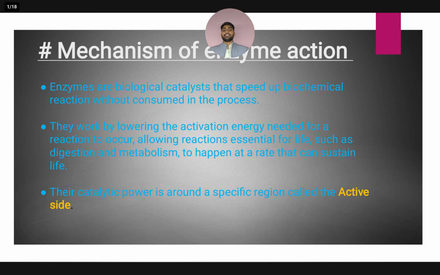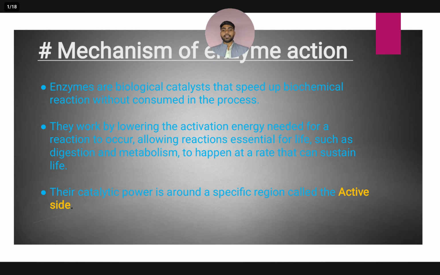By reducing this energy barrier, they allow reactions essential for life, such as digestion and metabolism, to happen at a rate that can sustain life. Without enzymes, these reactions would simply be too slow. The catalytic power of an enzyme is not spread over the entire molecule. Instead, it is concentrated around a specific region called the active site.